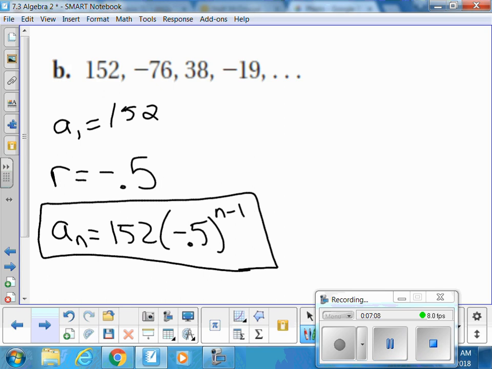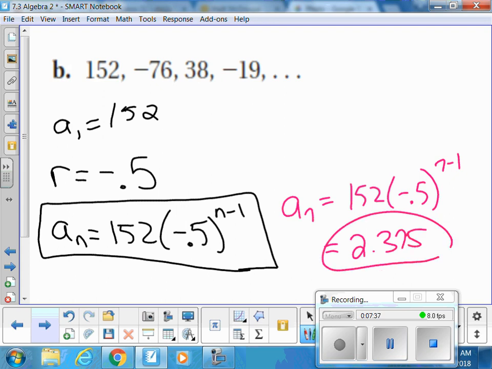Does everybody agree with the formula we've come up with? How will we use the formula to find the seventh term? Plop a 7 in for n. So a7 would be 152 times negative 0.5 to the 7 minus 1 power. 152, negative 0.5. I got 2.375, but check me on that. We're okay with that?